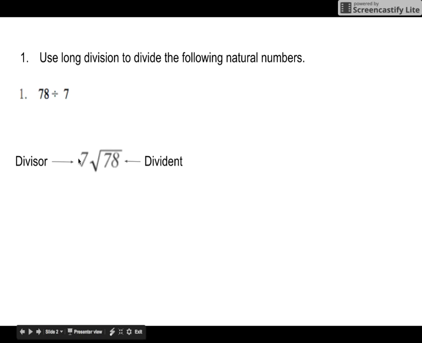Now the way we set it up is the divisor, which is 7, is going to go on the outside of the radical. 78, which is the dividend, will go inside the radical. So that's how we're going to set it up.